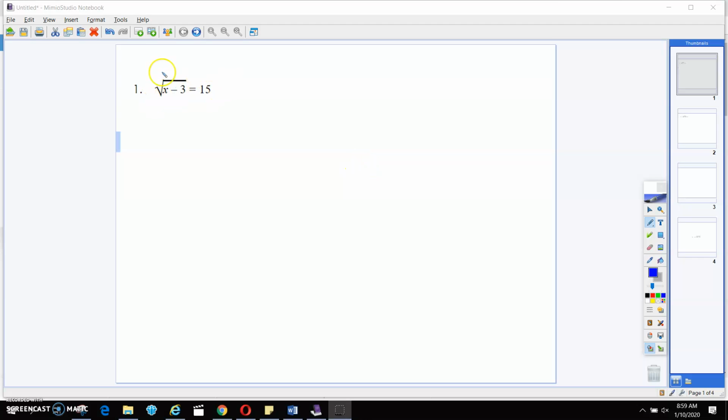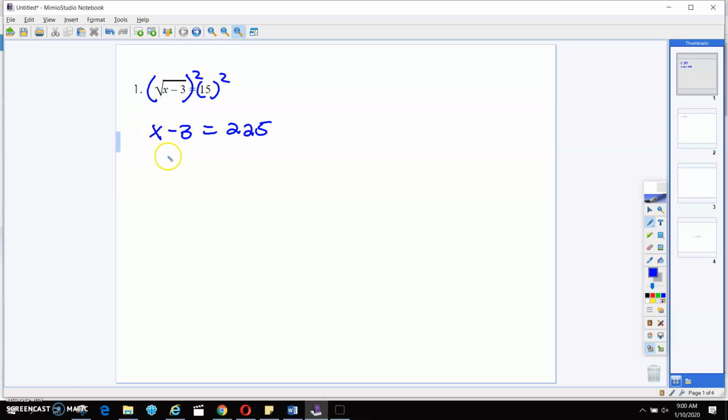Okay, so on this number 1, the first step that you would do is isolate your radical, right? But it's already isolated. So we're going to square both sides. So this is going to be x minus 3 equals 15 squared, which is going to give me 225. Now we're on step 3, which is to solve for our variable.